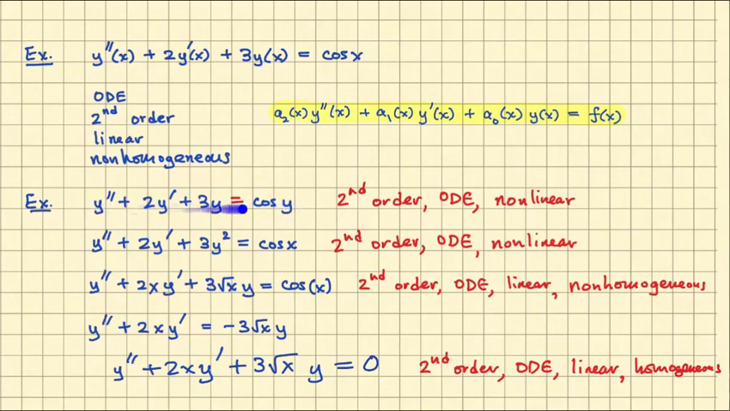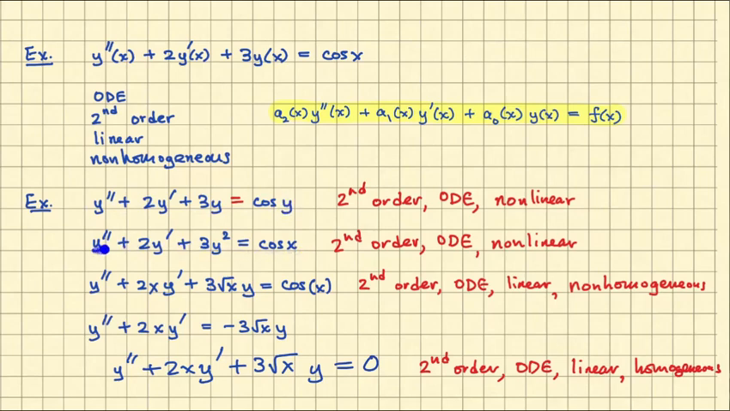Well, notice now, remember what made it linear: you need to be able to put everything that involves your dependent variable on the left-hand side, and it matched the template. If you compare to the template, this does not match, because this needs to be an f of x, not an f of y. So this is still an ODE, it's still second order, but it's nonlinear because of this.